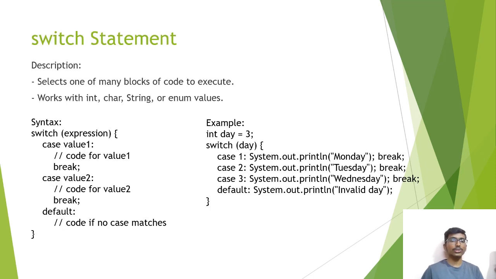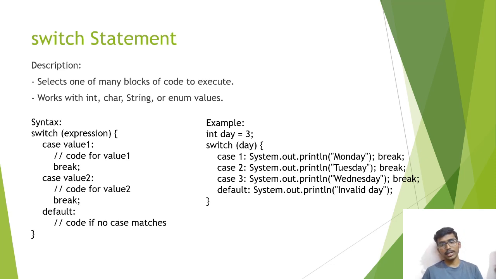And the last one is the switch statement. Selects one of many blocks of code to execute. Works with int, character, string, and enum values. Syntax for this: switch expression and the case value 1, code for value 1, and break. Case value 2, code for value 2, break. Default code if no cases match.